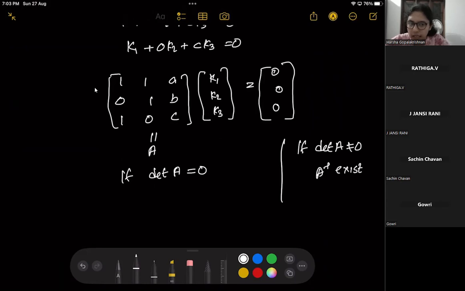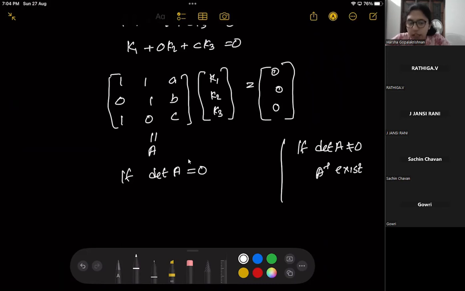So what we will get is A inverse into A is identity. Here also we will multiply A inverse. So A inverse into 0, 0, 0 is a 0 matrix. So what we will get is K1, K2, K3 equal to 0, 0, 0. This case happens when determinant A is non-zero. That means if determinant of A is non-zero, we will get K1, K2, K3 as 0, 0, 0. That means the coefficients are 0, 0, 0, which means it is linearly independent. But what we want is linearly dependent. So we should start with the determinant of A equal to 0.